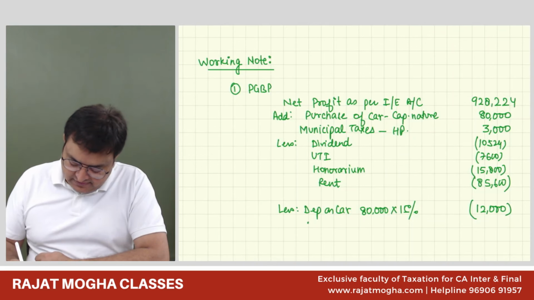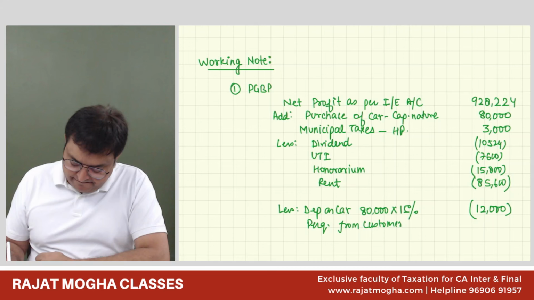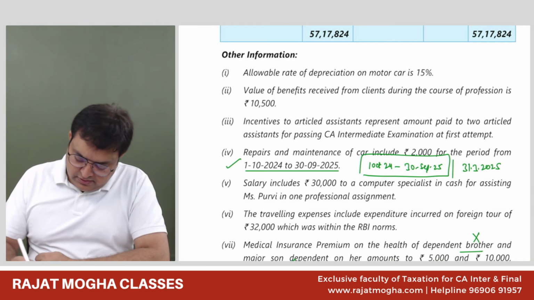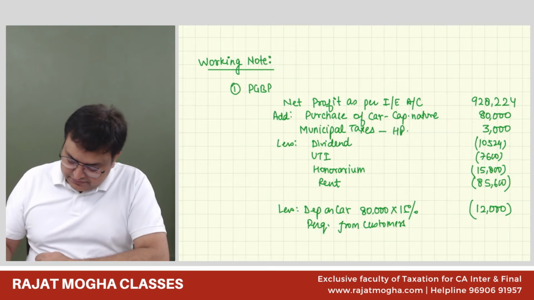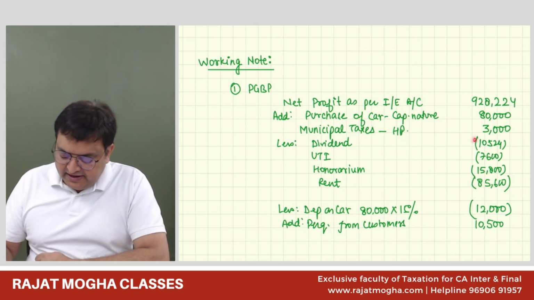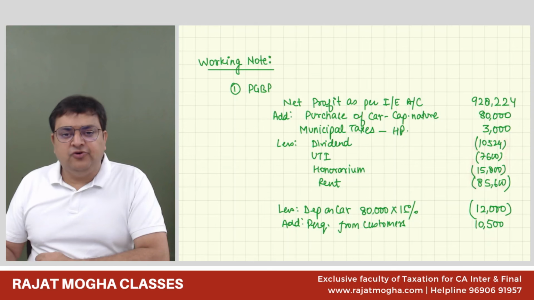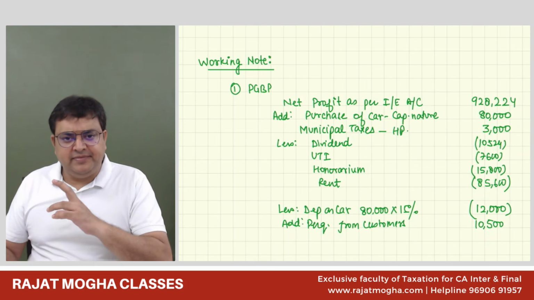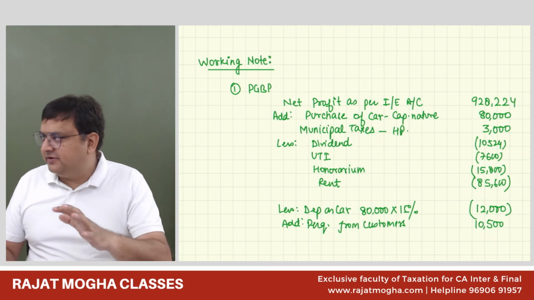This is perquisites or facilities from customers, 10,500. Positive. It will be added to my income. So whatever is negative, I am writing it in brackets so that I should not make a mistake. Whatever is positive, I am writing normally without brackets.